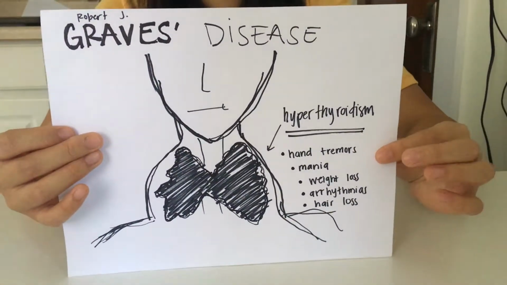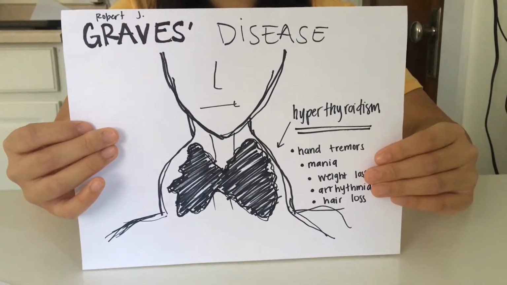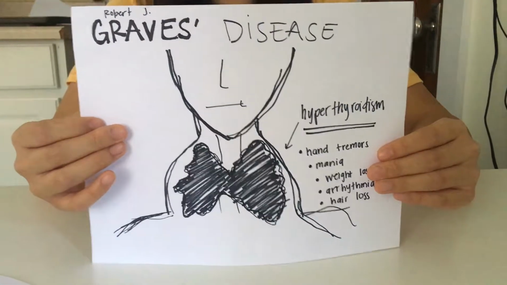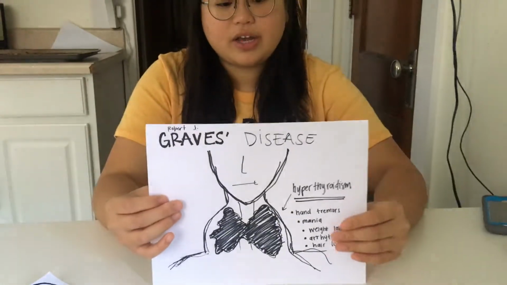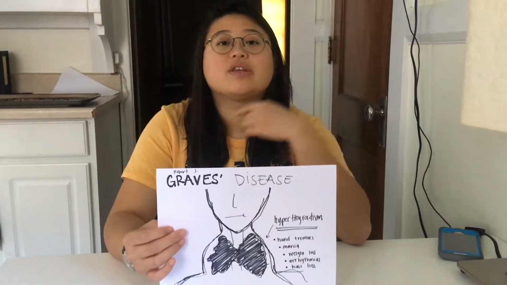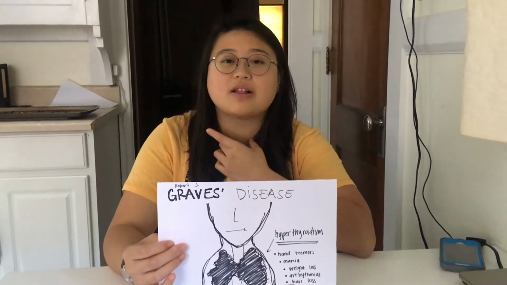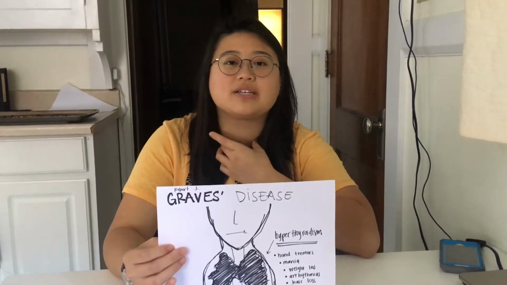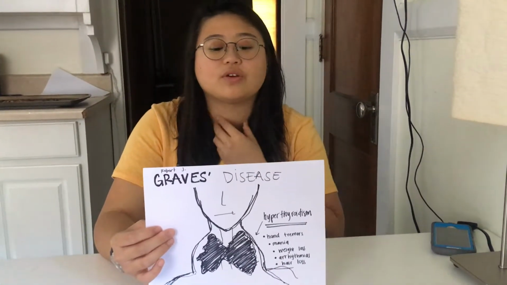So for Graves' disease, it's basically hyperthyroidism. Hyperthyroidism, to break up that vocabulary, is just a hyperactivity of the thyroid gland. So the thyroid is just a butterfly-shaped gland that wraps around your larynx and trachea at the bottom of your neck.